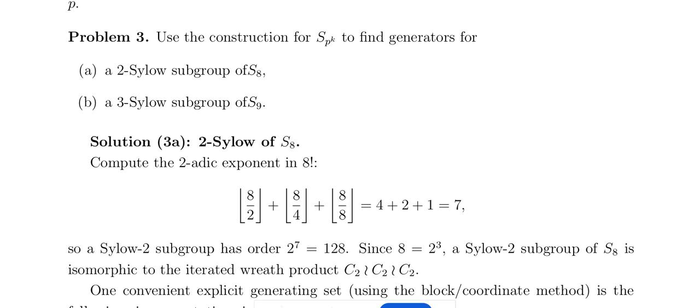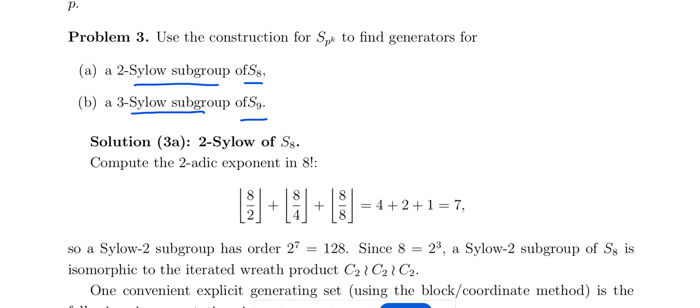Use the construction of S p power k: the generator of the 2-Sylow subgroup of S8, and the generator of the 3-Sylow subgroup of S9. For the 2-Sylow subgroup of S8, how do we find the exponent of 2 in 8 factorial, because the order of S8 is 8 factorial? Applying the concept, we take 8 by 2, 8 by 2 square, 8 by 2 cube, and 2 cube is 8, so we cannot go beyond that.